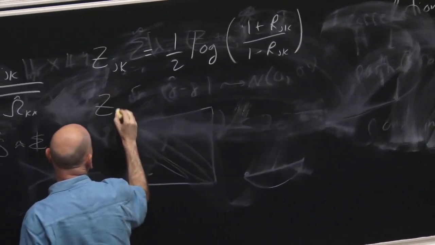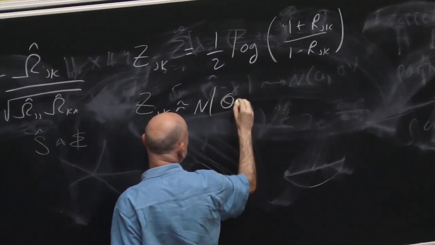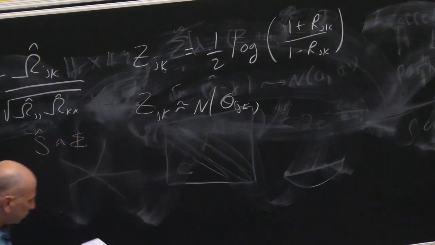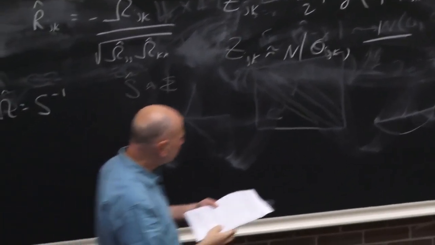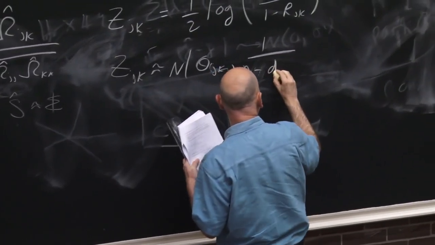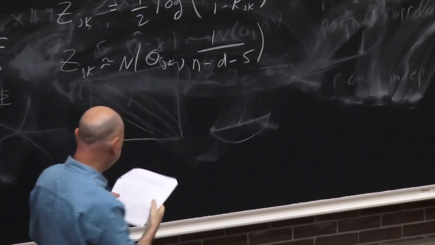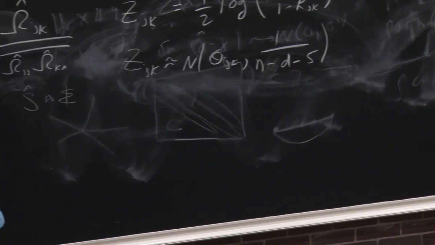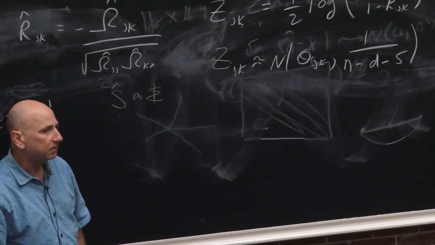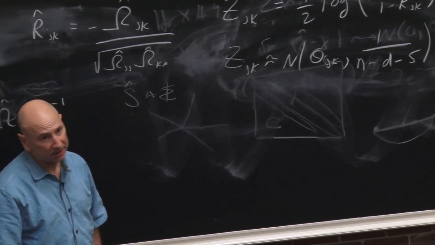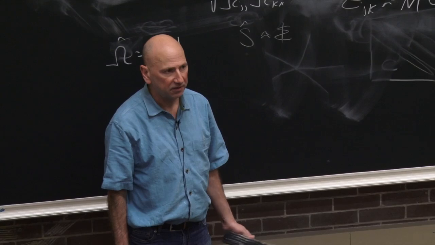then this is approximately normal with some mean, which corresponds to the Fisher transformation of the partial correlation. But the variance, remember, I had was 1 over n minus 3. Now it's n minus d minus 5. Notice what happens when d is big. When d starts to get close to n, that variance gets big. And that's just telling you what we've been saying intuitively all along, which is that partial correlations are much harder to estimate than correlations.